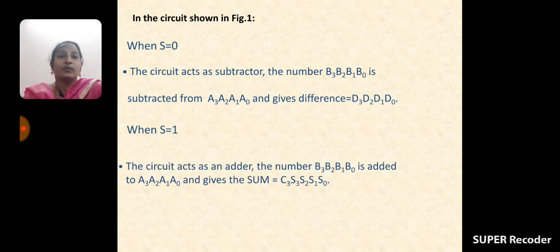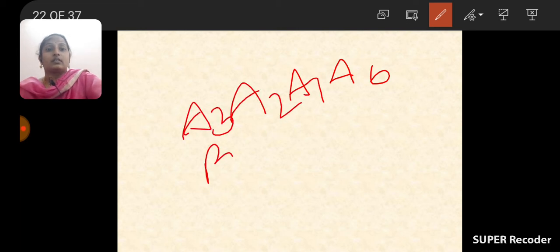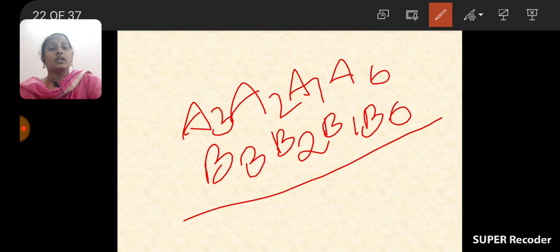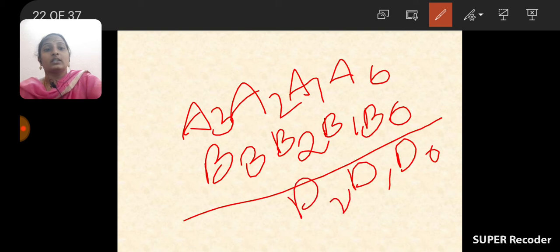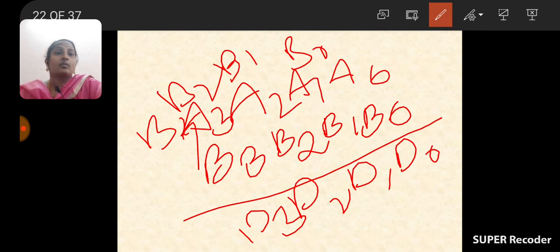If I consider the bits b0, b1, b2, b3, these bits are subtracted from a0, a1, a2, a3, and finally we get the difference d0, d1, d2, d3. If required, we take the borrow. So this is the formation of subtraction.